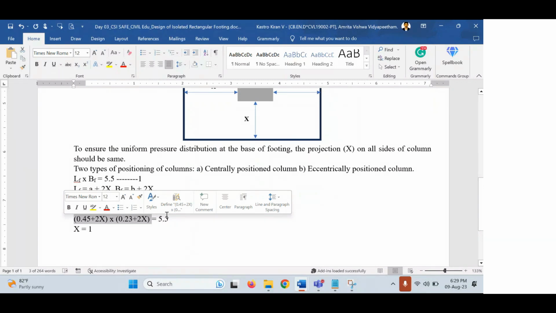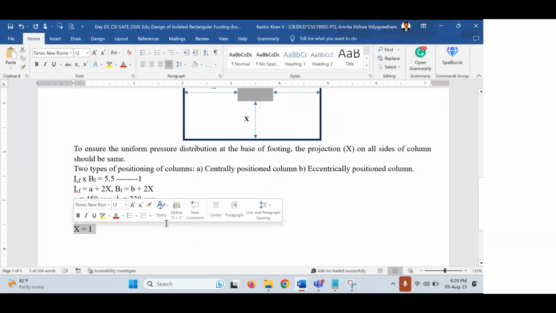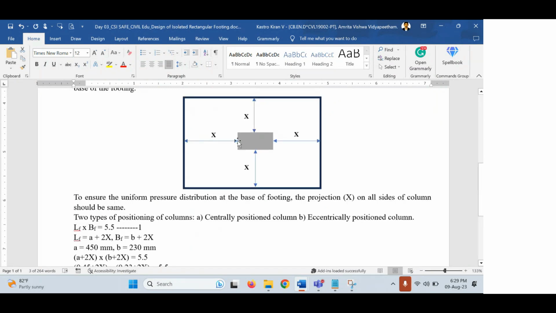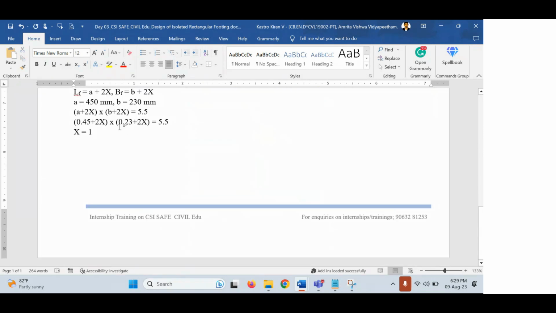Once you solve this equation, you will get the value of x, which equals 1. So what should be the value of x on all sides? It is 1 meter. Therefore, the projection on all sides of the column, x, equals 1 meter.